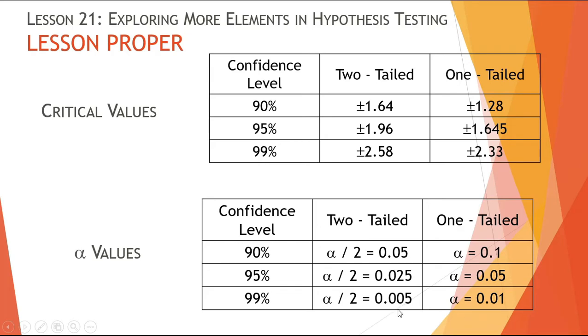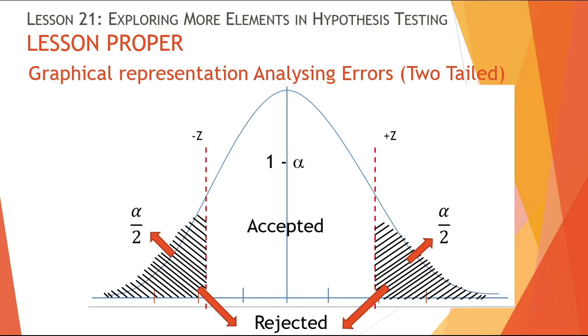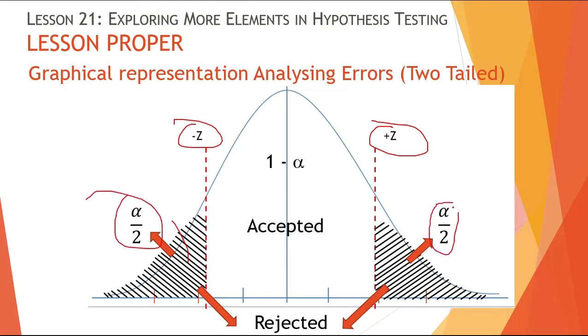Kuha ba? Okay, good. Now, here's the graphical representation of analyzing errors for two-tailed. As you could see here, ito yung ating critical value na Z. Ito yun. Ito yung dalawa. Yung mga critical values natin, positive, negative. So, etong region na to, ito yung ating alpha over 2. So, regardless if it is 90, 95, or 99, halimbawa, ito yun eh. Kung yung alpha natin ay, halimbawa, ito yung 90, 95, or 99. Ayan yun. Dito yon, dito siya magpo-fall.